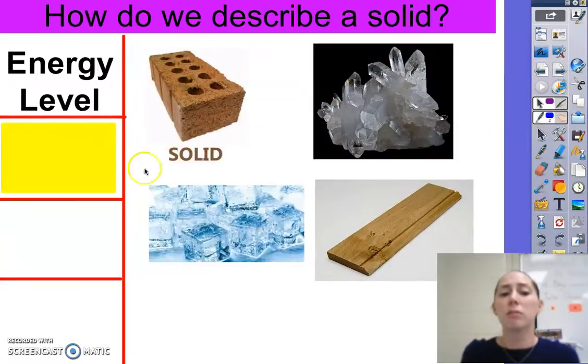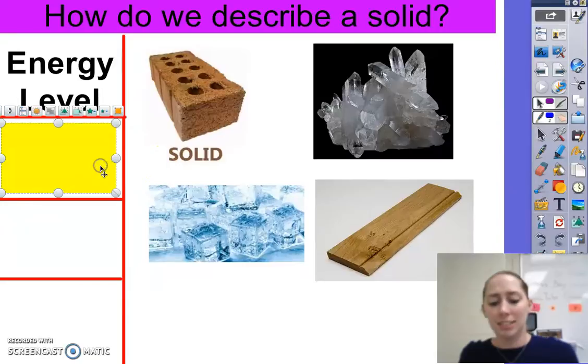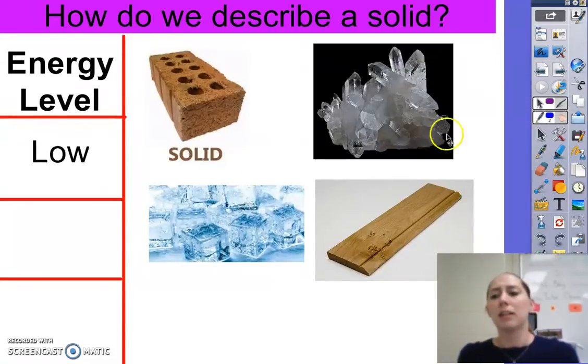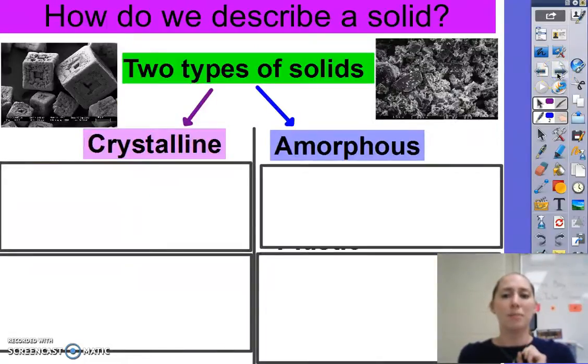First off, we want to talk about their energy levels. Solids have a low energy level. Their molecules are sitting there and they're just lightly vibrating. They're not moving around a whole ton. They're just moving in their spot. And did you know there are actually two types of solids? We've got a crystalline solid and an amorphous solid.